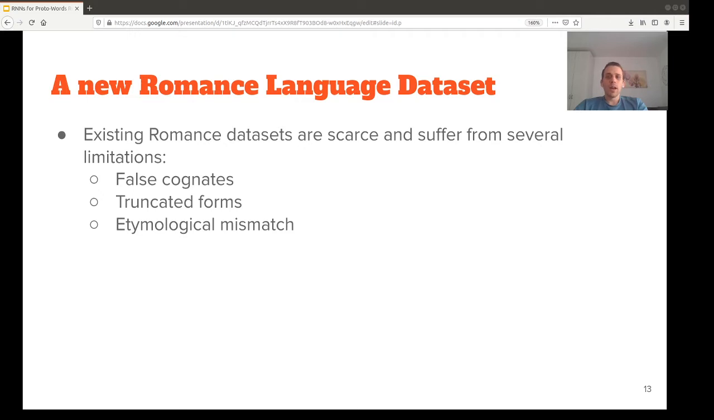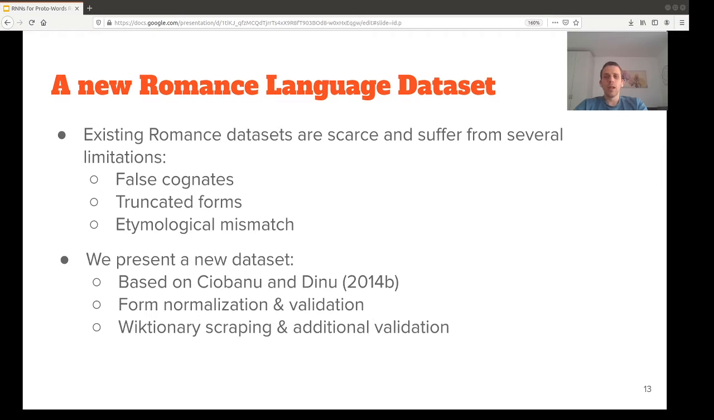Now, high-quality online datasets for the Romance languages are scarce, and existing ones suffer from several problems. They include false cognates, truncated forms, non-existent words, and often have a mismatch between the part of speech of the cognate and the ancestor. We present a new dataset. We based it on the dataset presented by Ciobanu and Dinu in 2014. We performed an extensive validation and normalization of this dataset, fixing many of the above-mentioned problems. In addition, we significantly extended it with dictionary scraping.